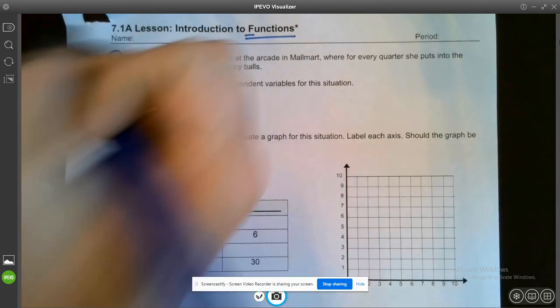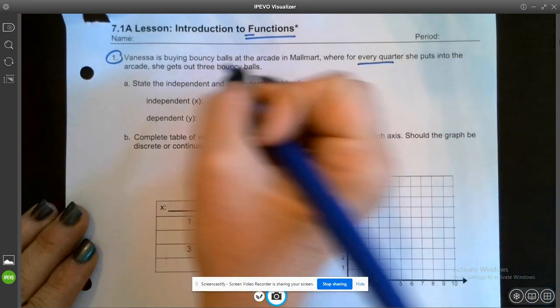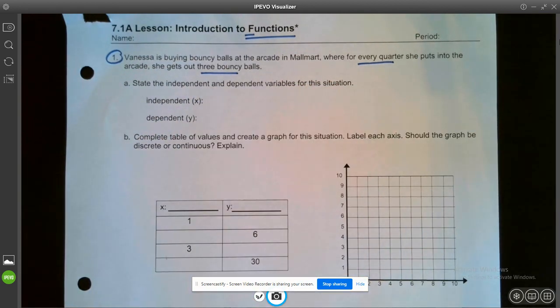So let's read this. It looks like she's buying some bouncy balls at the arcade at Walmart, where for every quarter she puts into the arcade, she gets 3 bouncy balls. That's a great deal. So for every one quarter, she gets 3 bouncy balls. Awesome. Let's go back to something that we've already talked about. State the independent and dependent variables for the situation.